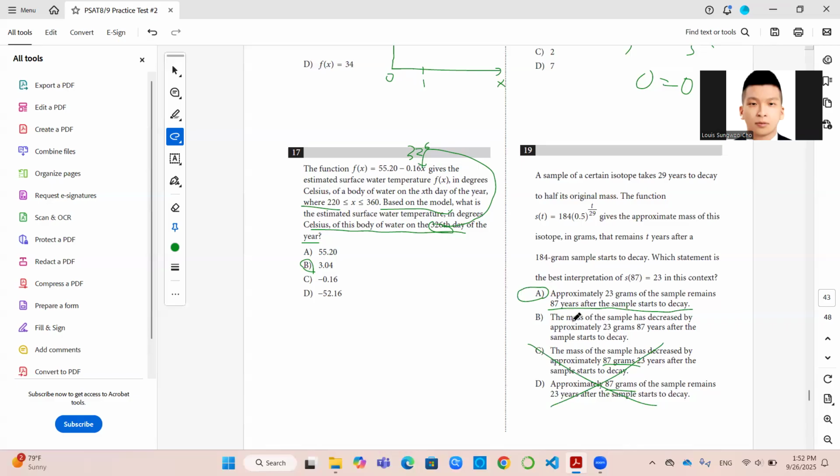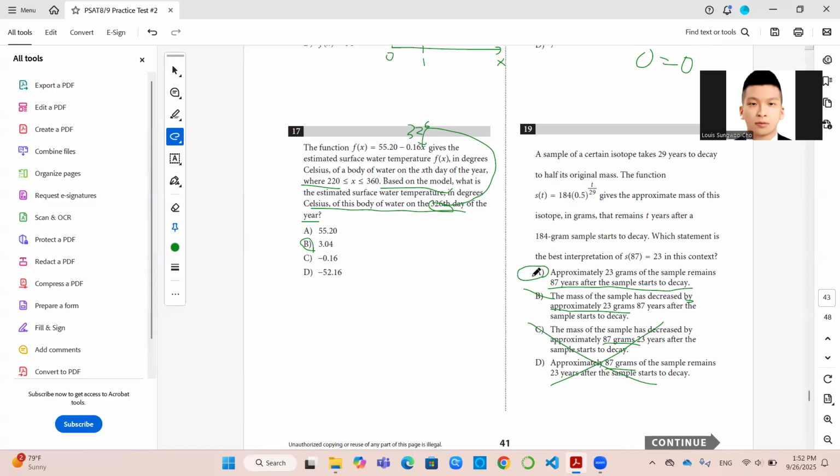Let's see why B is wrong. The mass of the sample is decreased by approximately 20. It's not decreased by, it actually means that 23 grams remains. So B is also wrong.